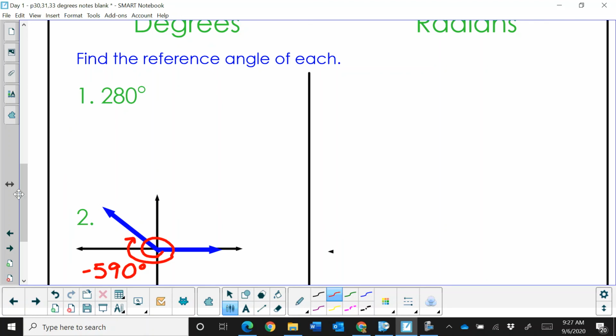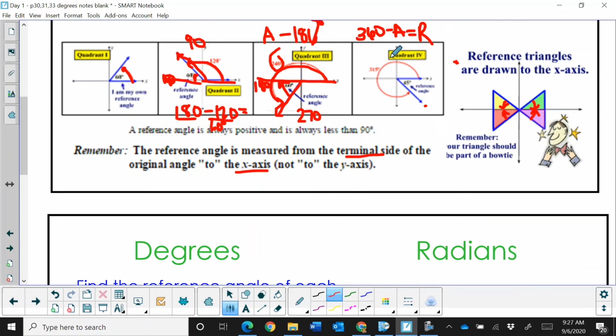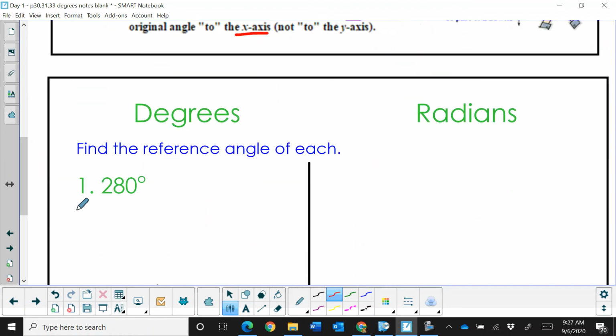So let's look at this one. Okay, 280 degrees. We can use our rules up here. Well, 280 degrees falls in quadrant 4. So we're just going to take 360 minus the angle to find the reference angle. So take 360 minus the angle, 280, and that's going to give us 60 plus 20, that's 80 degrees. So we have an 80-degree reference angle.